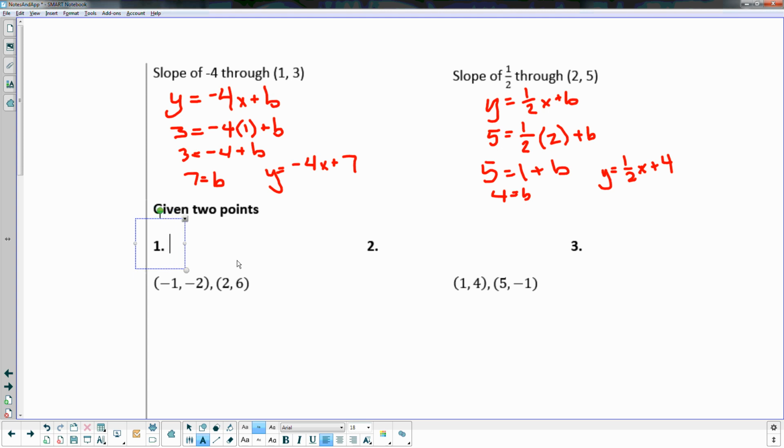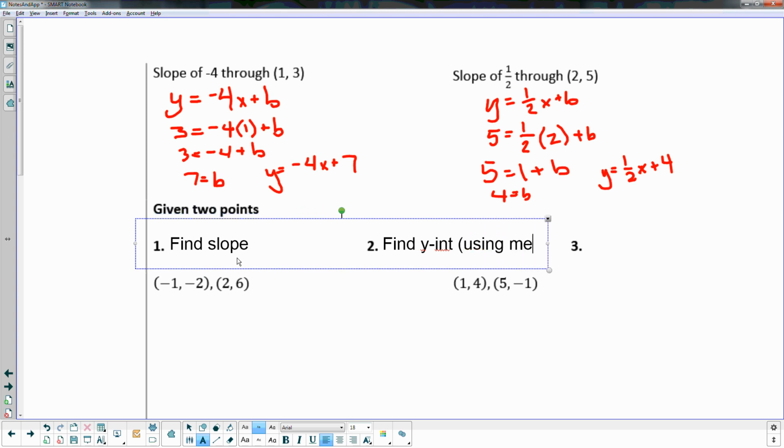The last version of this problem is when we're given 2 points. So if we're given 2 points, the first thing I want to do is to find my slope. I want to find my slope using my slope formula, which I'll write again in a second. Step 2, I want to find my y-intercept using the method above.